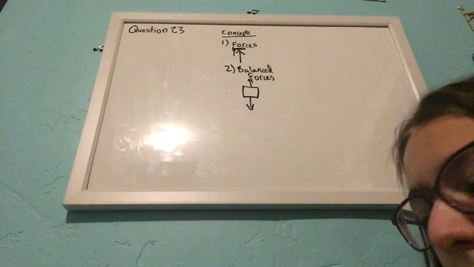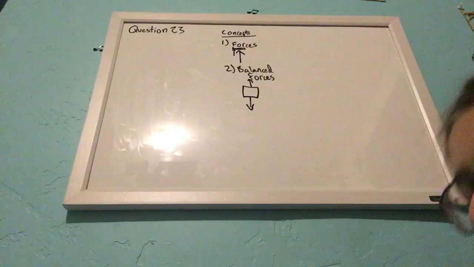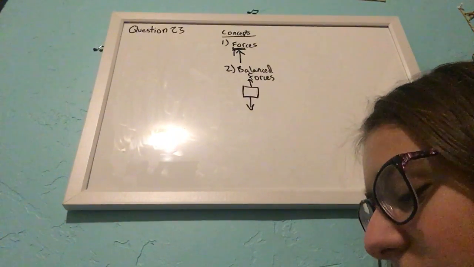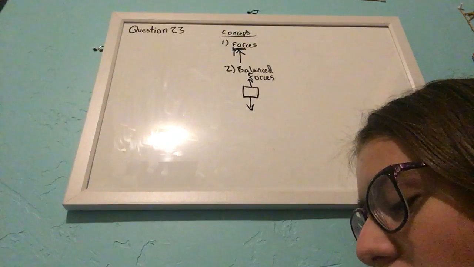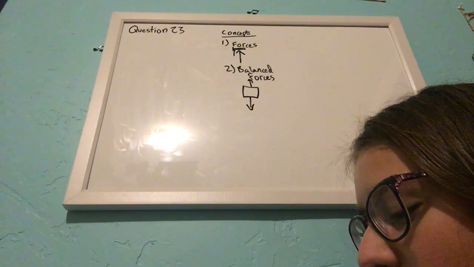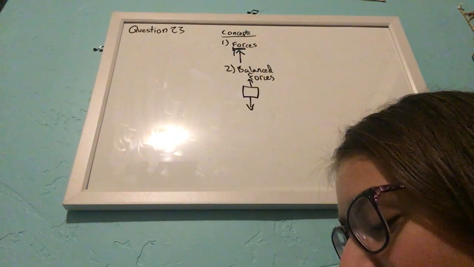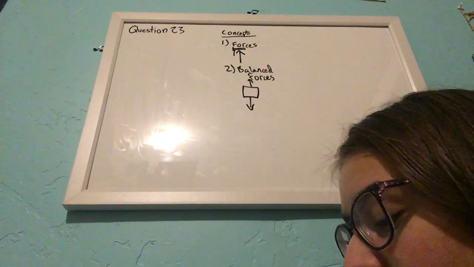Okay, so now I will read question 23. The figure above shows the directions and relative magnitudes of all three forces that are acting on an object. Which of the following best shows the direction of the object's acceleration?